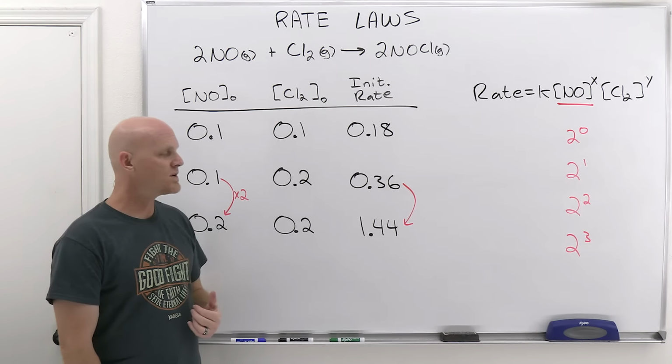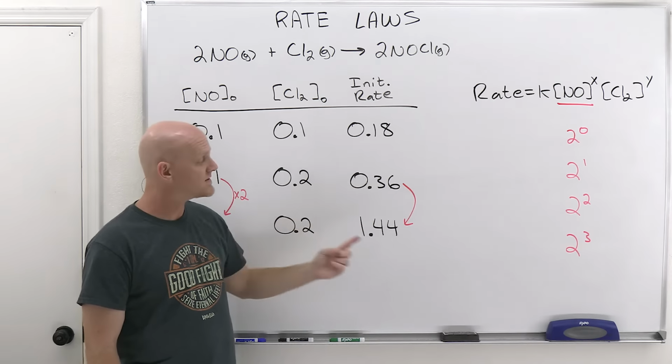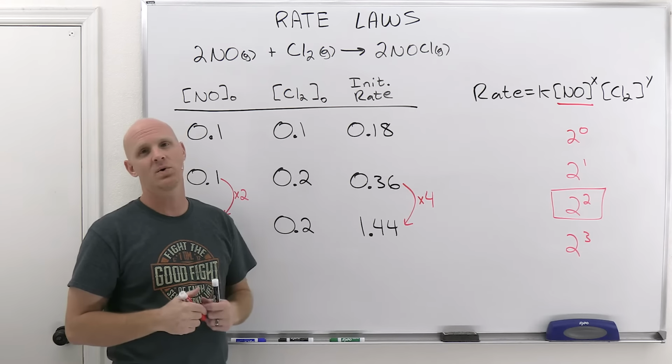Not necessarily the easiest one to see in your head, but notice 36 times 2 is 72, and 72 times 2 is 144, so 36 times 4 is 144. If you want to look at it that way, but definitely use your calculator. But this increased by a factor of 4, and so the question is, what exponent lines up with that? So the concentration of NO, again, doubled, but the rate went up by a factor of 4. Well, 2 squared equals 4. And that's how we know that it's second order.